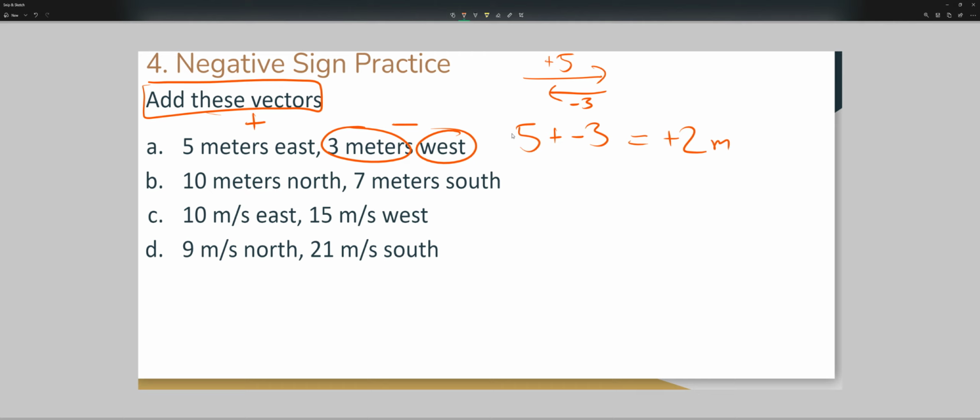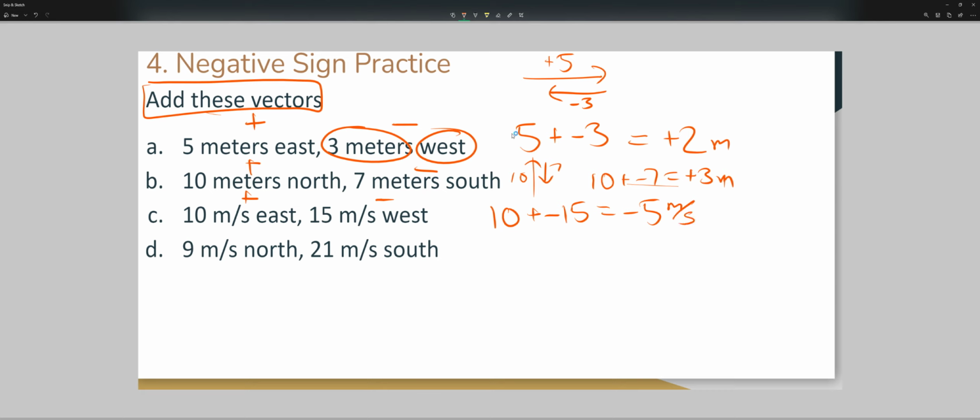Moving on to B, north is positive, south is negative, right? So 10 meters north and then 7 meters south. So you would do 10 plus -7 gives you +3. Moving on to C, east is positive, west is negative. So you're going to do 10 plus -15, getting you -5 meters per second.